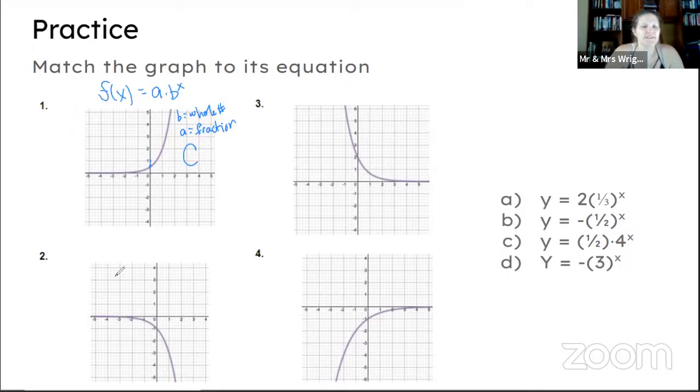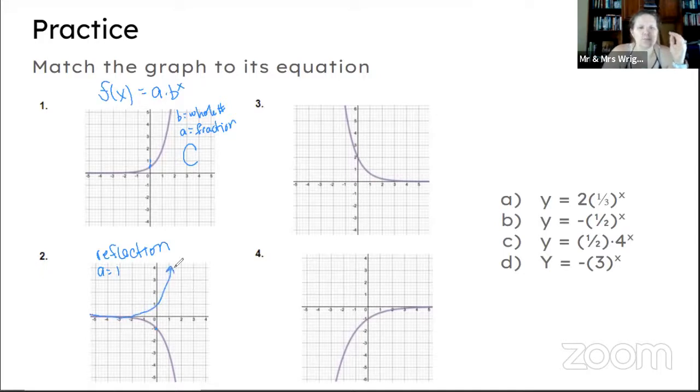Number 2, I see this as a reflection. Okay, it's crossing at the 1. So A didn't vertically stretch or compress it at all. So A has got to be 1, but it may be a -1 because it's a reflection.